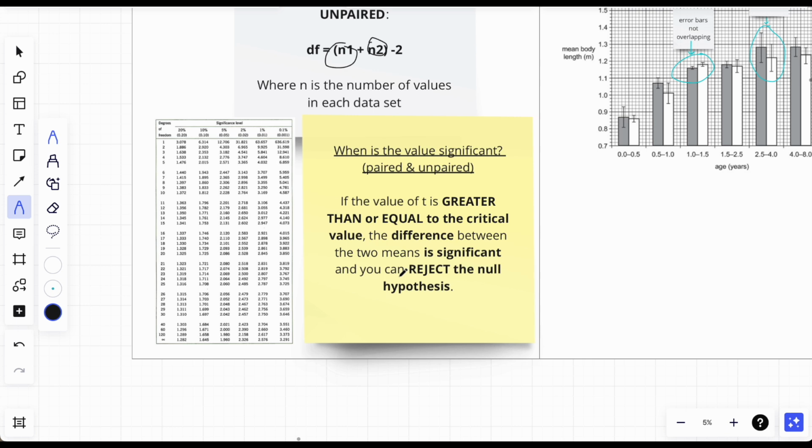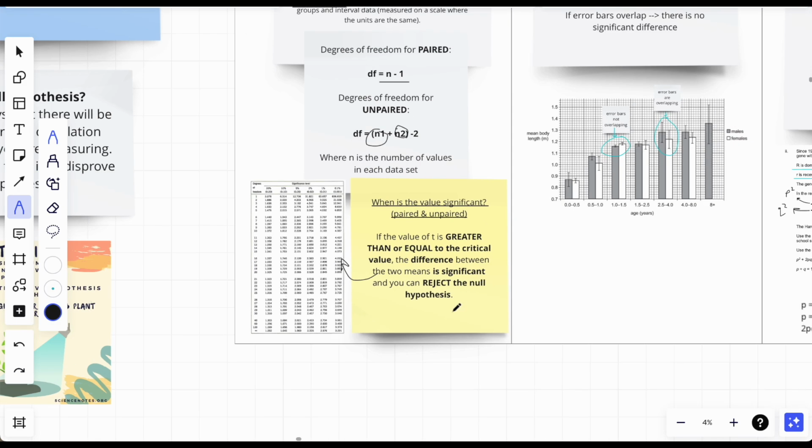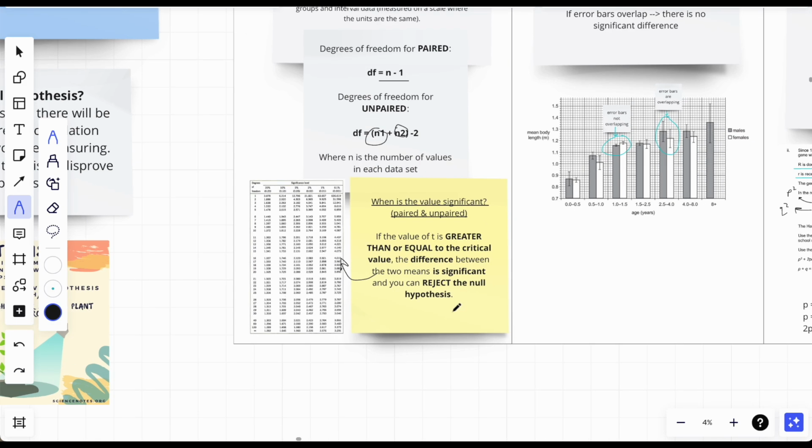So if your value of t that you have calculated is greater than or equal to the critical value that you found in the table, the difference between the 2 means is significant, and thus you can reject the null hypothesis. Let's take a step back for a second.